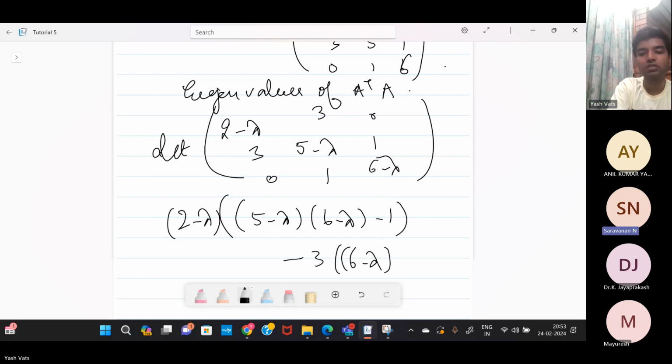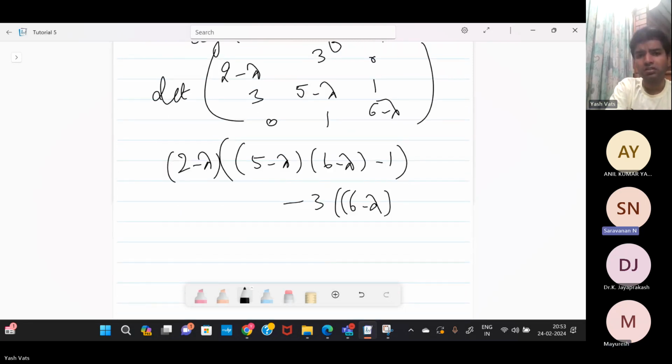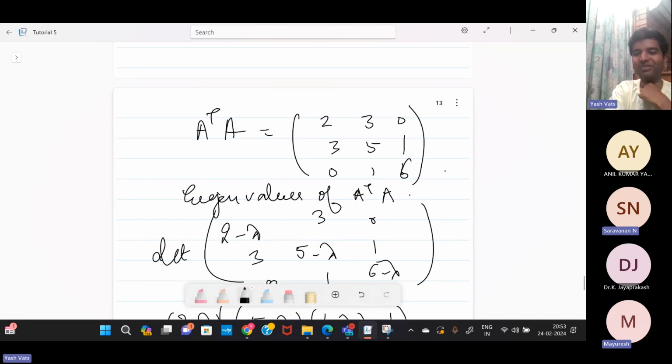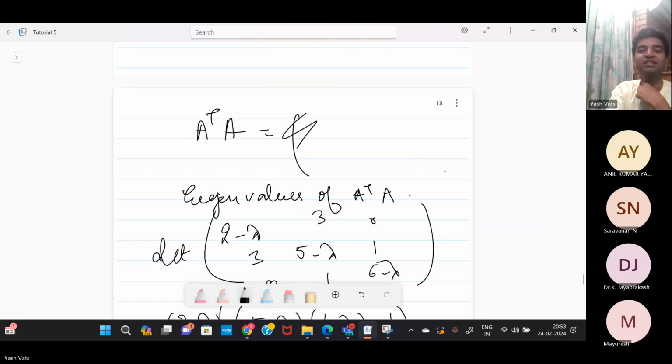Just to confirm, A transpose A means first A transpose should be there, multiplied by A. Or is it A A transpose? I'm really sorry, I have told you A transpose. Oh, okay. Just change it that way. Tell me again.